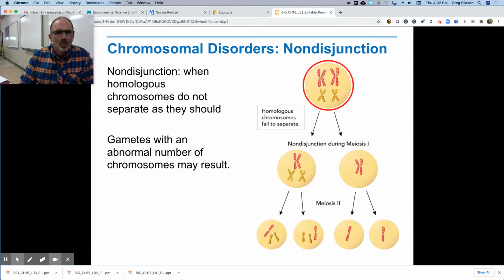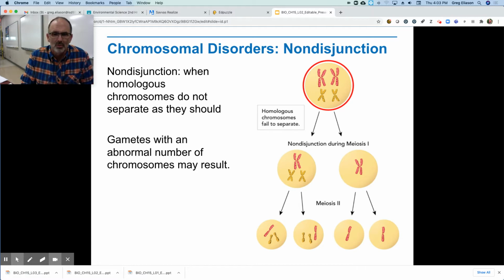And so when homologous chromosomes do not separate as they should, remember, homologous means the same. So you have a pair of chromosomes, chromosome number 23, for example, 22, 21. We're going to look at chromosome number 21 not separating and what that means. So then you end up with gametes with an abnormal number of chromosomes that may result.